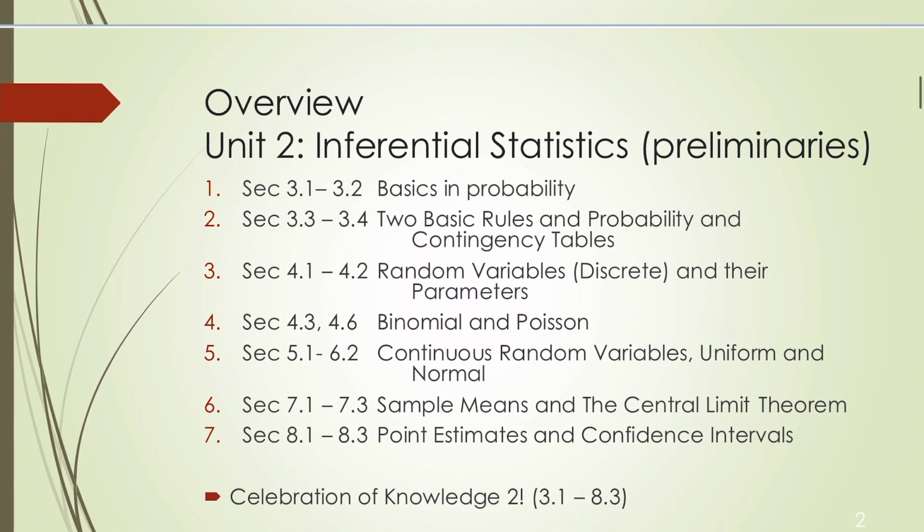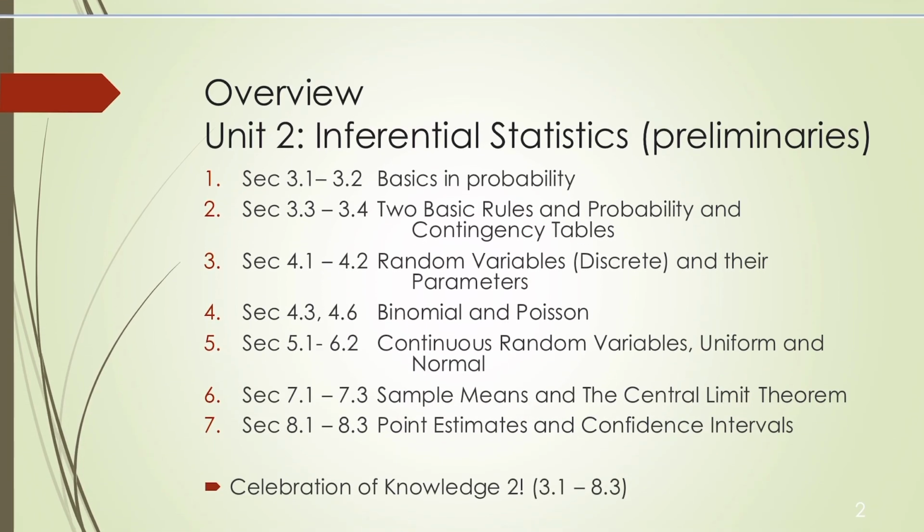Here's an overview for the whole unit. Today we're going to introduce basic probability concepts, and then we're going to talk about two basic rules and probabilities and contingency tables. Then after that, we're going to talk about random variables, focusing on discrete random variables and their parameters. Following that, we're going to look at two examples of random variables, which is binomial and Poisson. And then we're going to talk about continuous random variables.